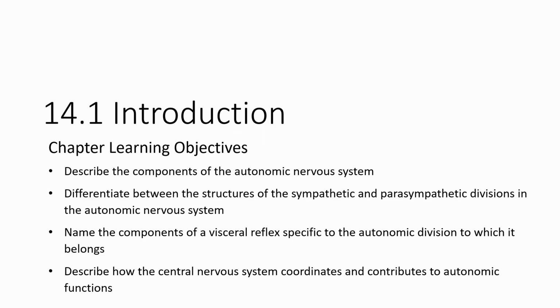So throughout this chapter, we're hoping to accomplish the following. We're going to look at the components of the autonomic nervous system. We'll talk about the structures of the sympathetic and parasympathetic divisions. We'll look at the components of the visceral reflex. And then we'll talk about how the central nervous system coordinates and contributes to autonomic function. For this video, we're going to focus on the parasympathetic and sympathetic divisions, and in the next video, we'll cover the rest.